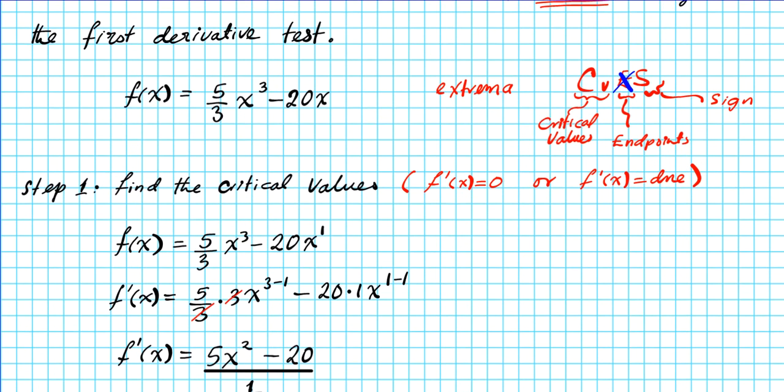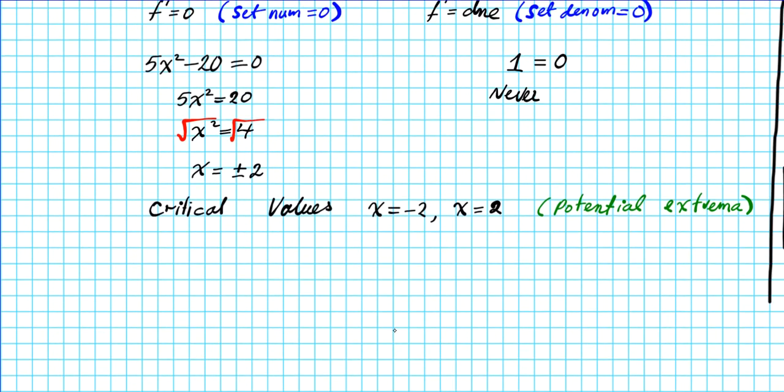Okay, so steps. We have executed the CV step. We found the critical values. Now the next thing to do is to create your sign chart. Okay, so let's go ahead and do that.